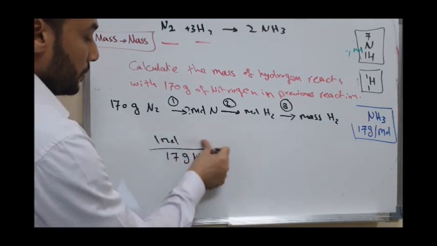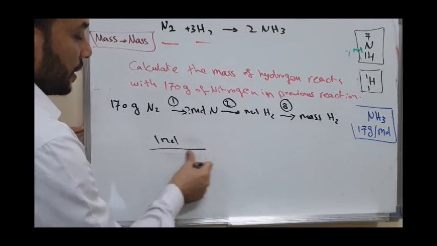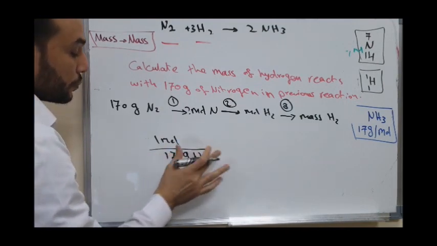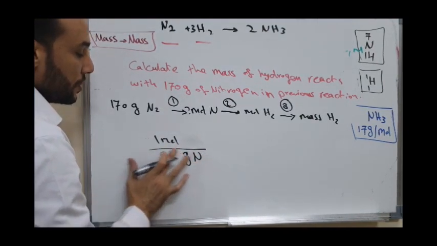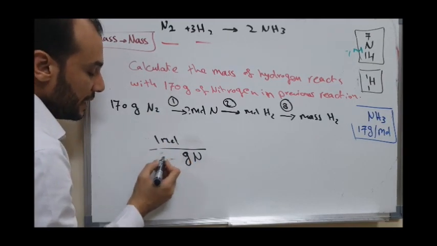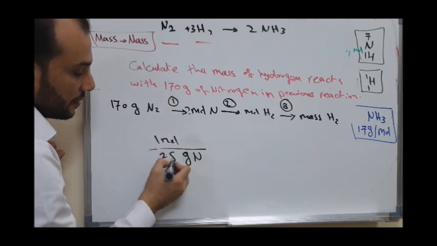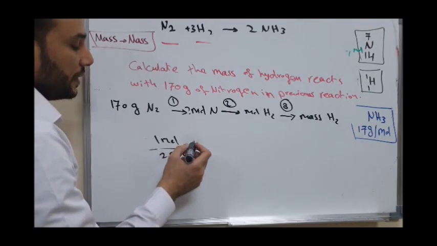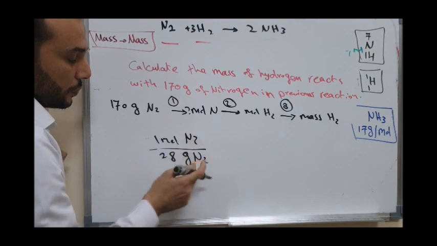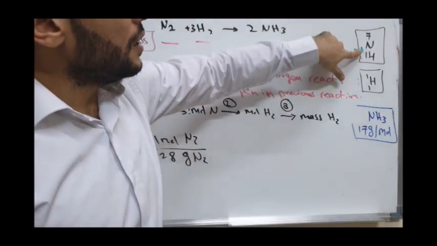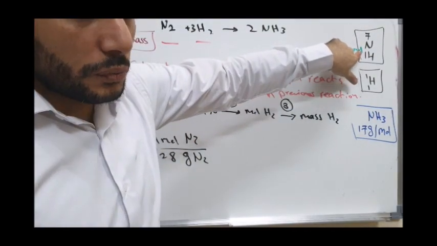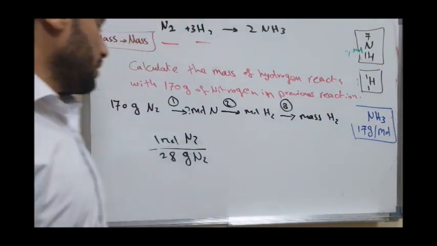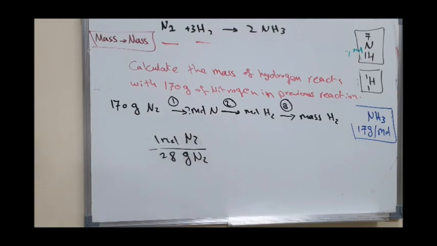Okay, so the first step is to convert from the mass of ammonia. I'm sorry, we're talking now about nitrogen. Nitrogen is 14 grams. I'm sorry, not 14. We have nitrogen N2, so it will be 28 grams of nitrogen for 1 mole of nitrogen, because it is N2. Just N is 14 grams. So 1 mole of N2 gas will be 28 grams.